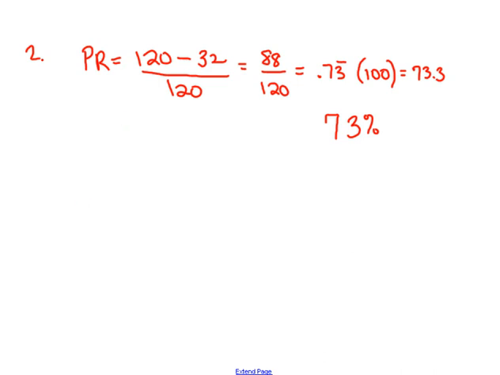Alright, question 3. In a statistics class of 40 students, an exam was given and Pam scored at the 75th percentile. How many students scored lower than Pam? Well, Pam is at the 75th percentile, which means that she scored better than 75% of the students.